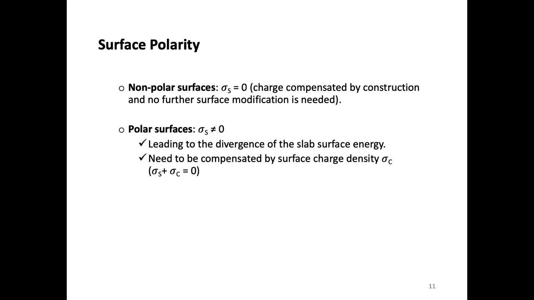Whereas for polar surfaces, sigma sub s is non-zero. Because it's non-zero, it leads to the divergence of the slab surface energy. So the more slabs you add up, the larger the energy piled up. And at some point, it will spill through the band gap because it cannot sustain that kind of energy. And it needs to be compensated by surface charge density sigma sub c. So the equation sigma sub s plus sigma sub c equals 0 will be very important.